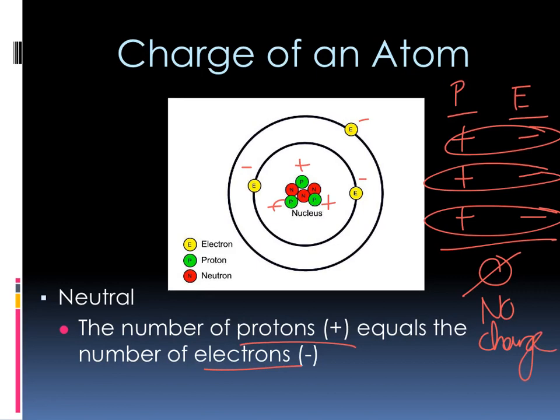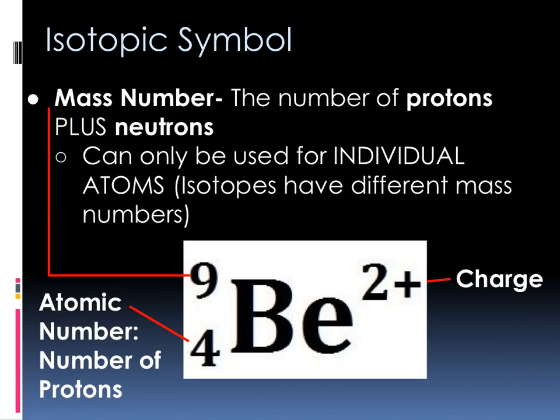Now you're going to find out that at some point you can gain and lose electrons, which would change the charge of the atom, and those are going to be ions. We'll talk about those later. But as long as the protons are equal to the electrons, it should be a neutral atom. Okay, so I want to teach you right now how to write the isotopic symbol. This right here is the isotopic symbol for a beryllium ion. Okay, so in this case we have beryllium, Be. So we have the symbol.